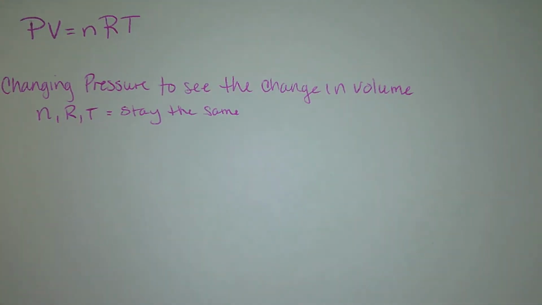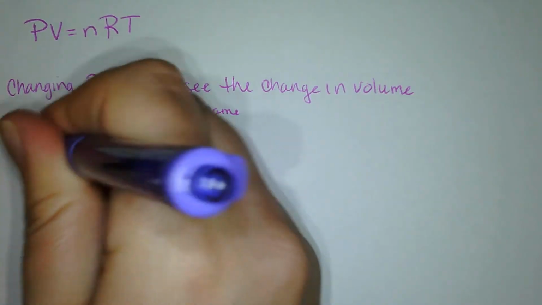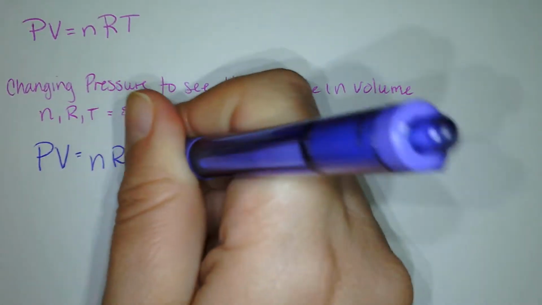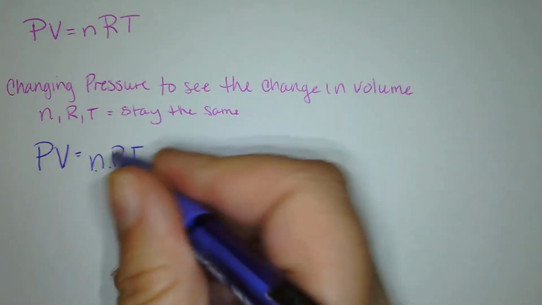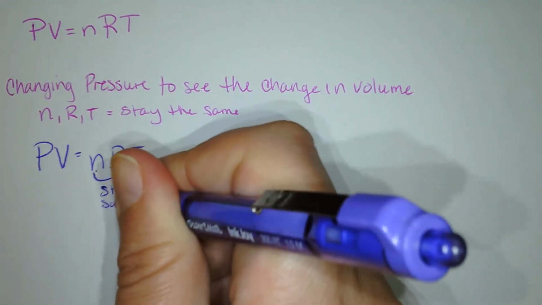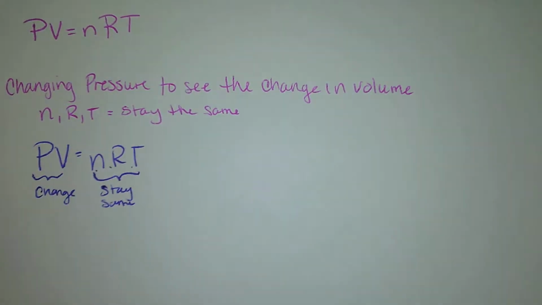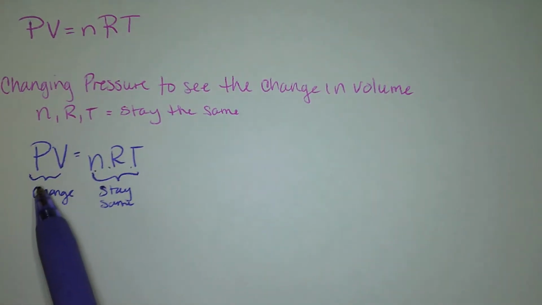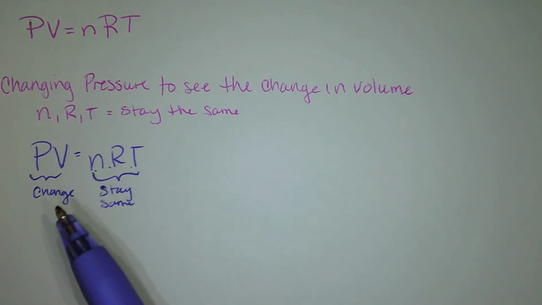All right, so let's see. We have PV equals nRT, which we already know. I have it written up there. N times R times T, they're all staying the same, so this whole thing is going to stay the same. These are going to change. So the general rule for solving these is anything that's going to change, you push onto one side, and anything that's going to stay the same, you push onto the other side.